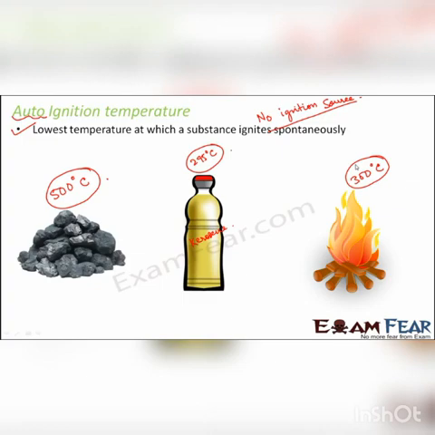So both these things, flash point and auto ignition temperature, indicate the combustibility of a substance. Knowing these values, we can predict which substances will catch fire more easily than others. And knowing the combustibility of various substances, we can choose each of them for various purposes. For example, I'll give you some common examples.